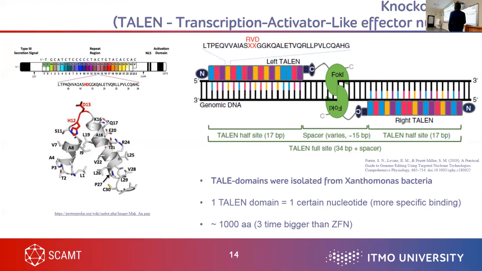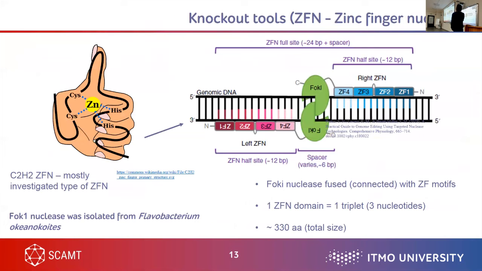And also TALEN domains will have different orientations from 5' end to 3' end. So in the case of zinc finger, we have orientation from 3' end to 5' end. And also TALEN is 3 times bigger than ZFNs, than zinc finger nucleases, because it has 1000 amino acid residues, but zinc finger has only 330 amino acids.